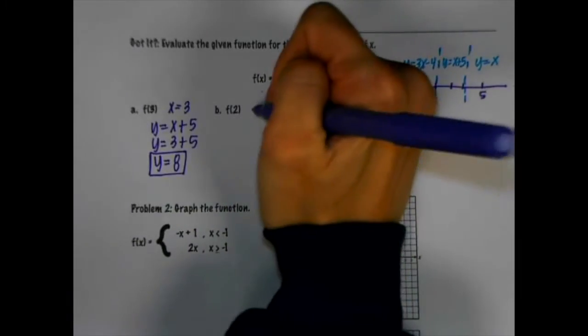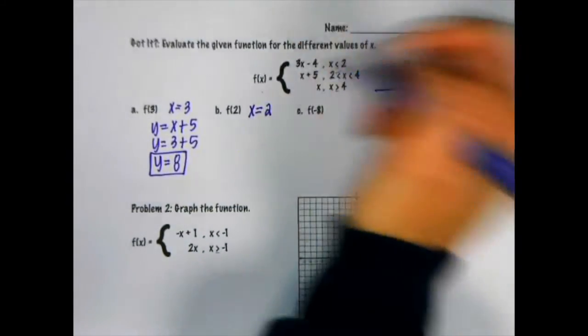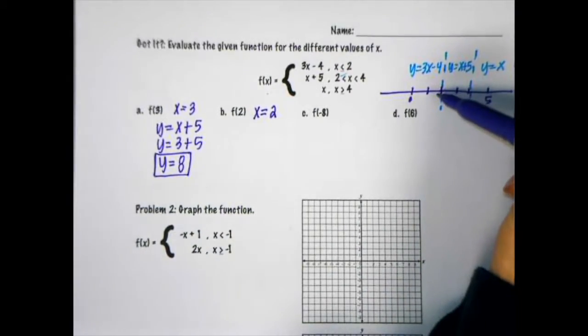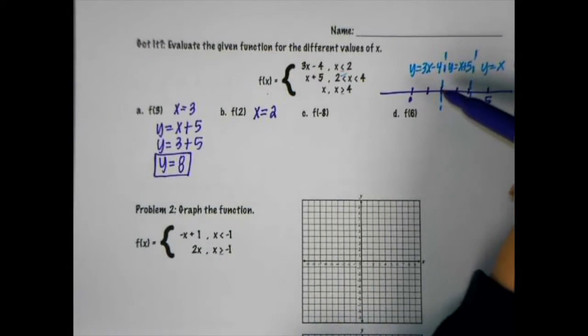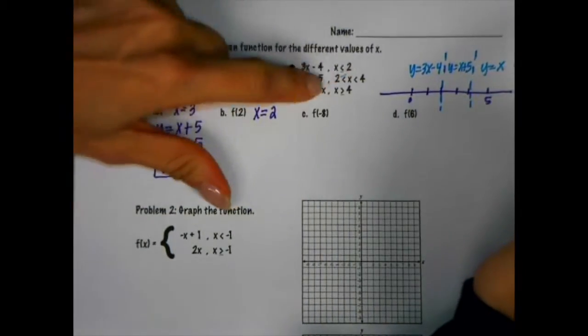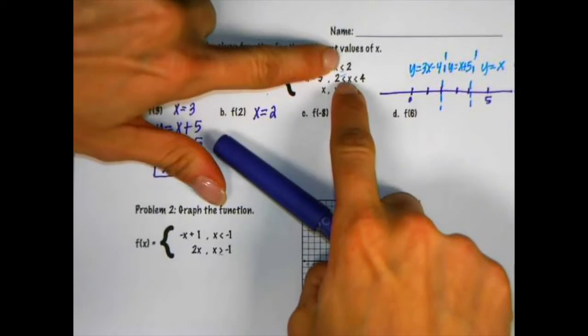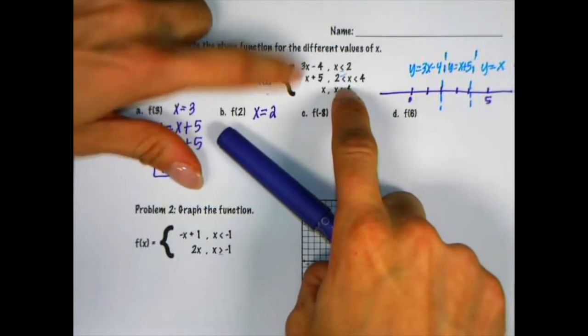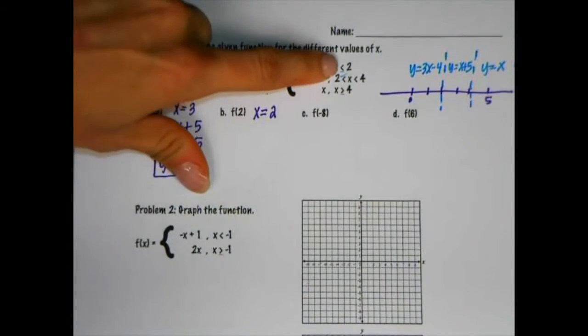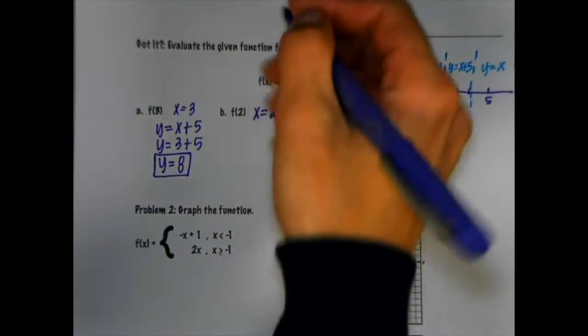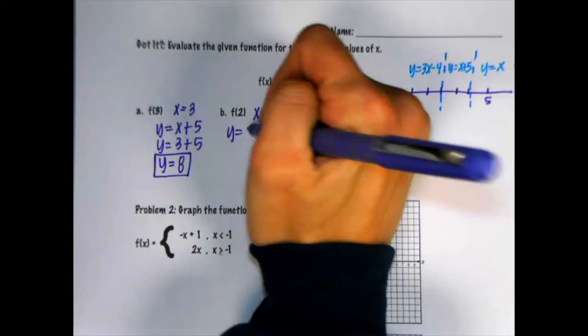All right, what's my x value for this one? 2. Okay, so 2 is where our split is happening, so you have to figure out which one 2 is included in out of these. So look to see where the equal to line is. Which one is it, the first one or the second one? The first one. See how it's less than or equal to 2 right here, guys? So it's going to be in the first one, so y equals 3x minus 4.